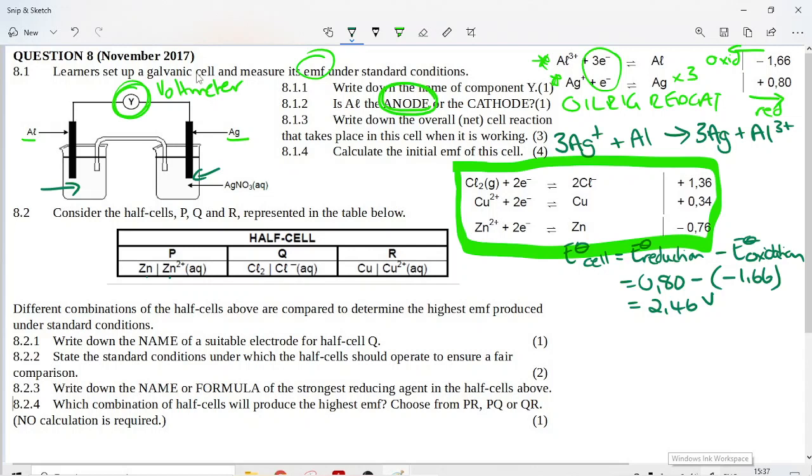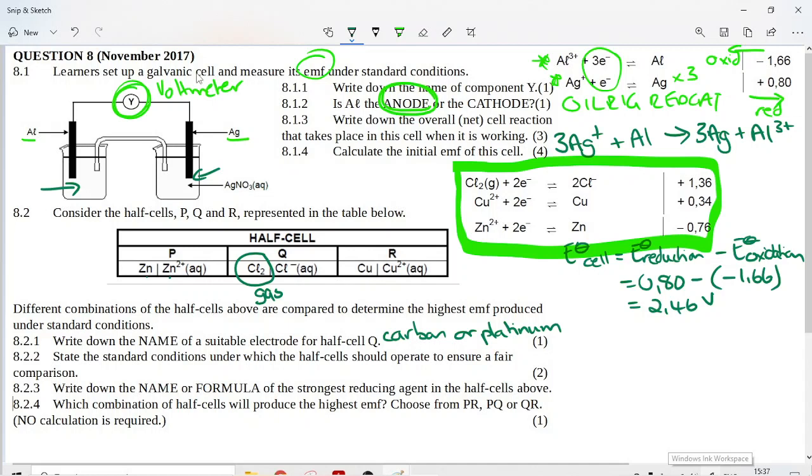Now it says, write down the name of a suitable electrode for half cell Q. If you look at Q here, Q has got our friend chlorine, and it is a gas. You cannot complete an electrical circuit with a gas, so you need some kind of inert electrode, and so we can either choose carbon or platinum. Platinum is non-reactive, so it makes a good electrode, and it provides electrical continuity.